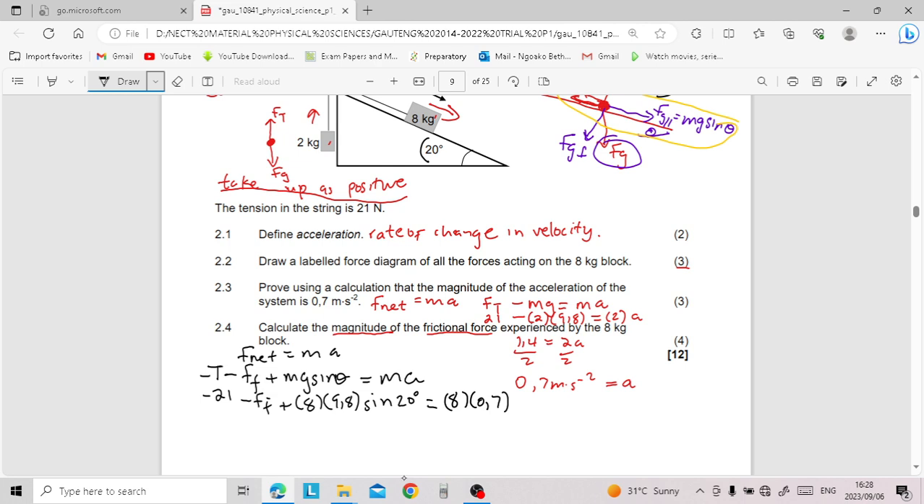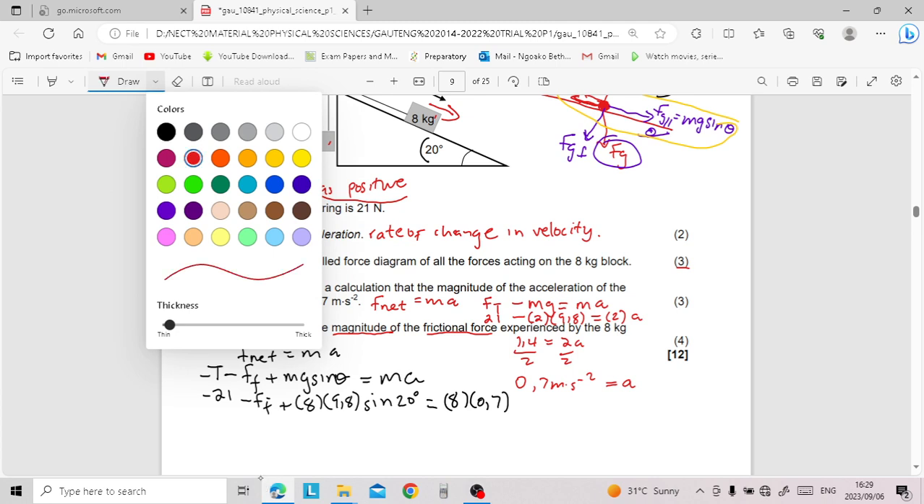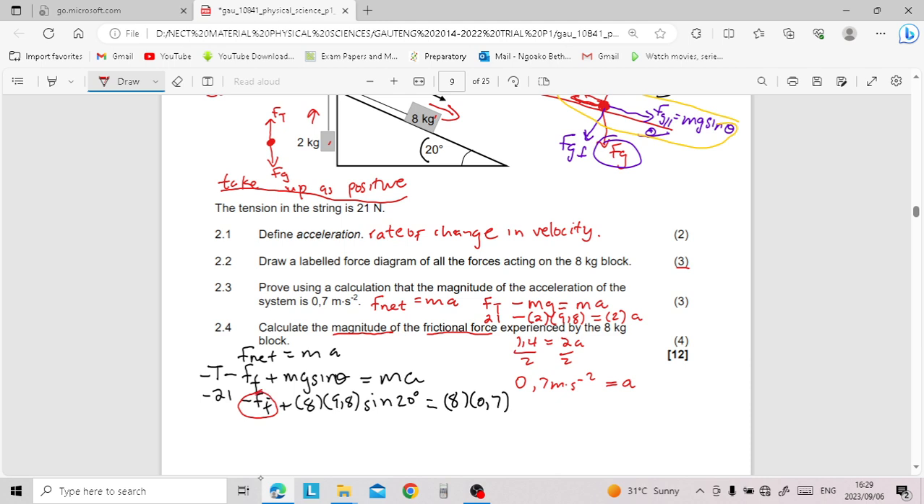Right, now we can take all these numbers and work with algebra, since we want to solve for the frictional force. This one is negative, so we move it to the other side. So we have the frictional force, positive, equals minus 21, plus 8 multiplied by 9.8 multiplied by sine of 20 degrees, minus 8 multiplied by 0.7.